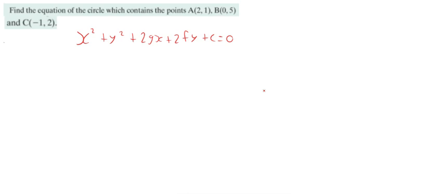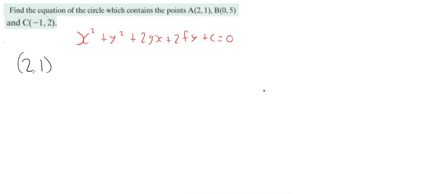There is another way of doing it with the other formula, (x - h)² + (y - k)² = r². But I'm going to use this one because I just think it's simpler, and I prefer this way for this type of question. All I'm going to do is sub in each of the points. I'm going to put in the point (2, 1) first, then (0, 5) and (-1, 2).